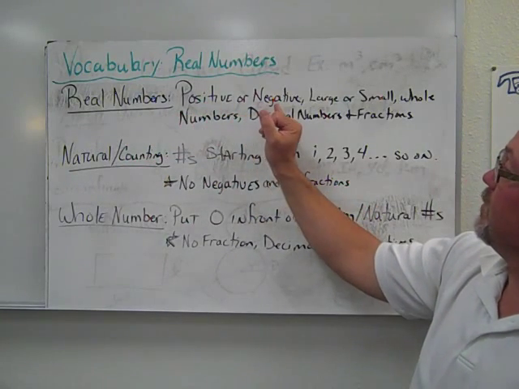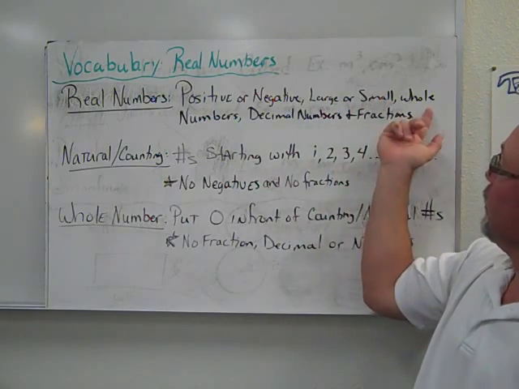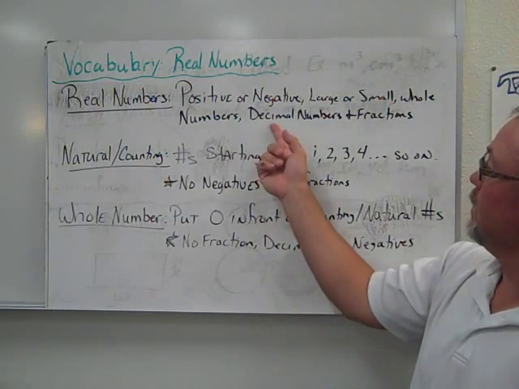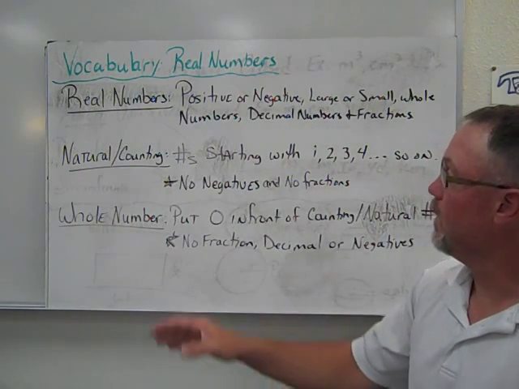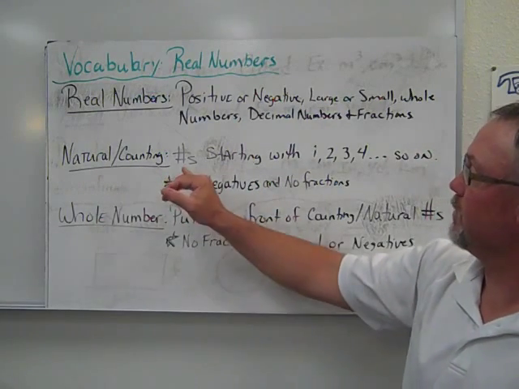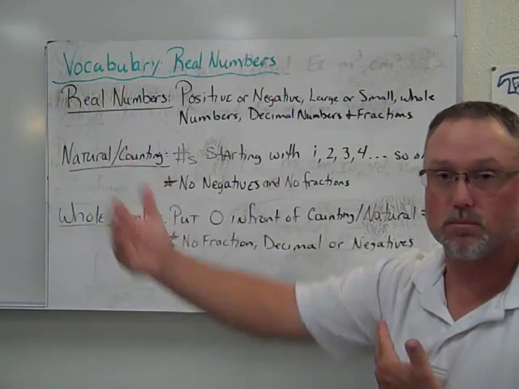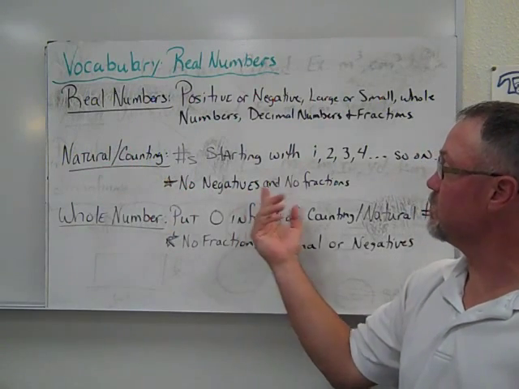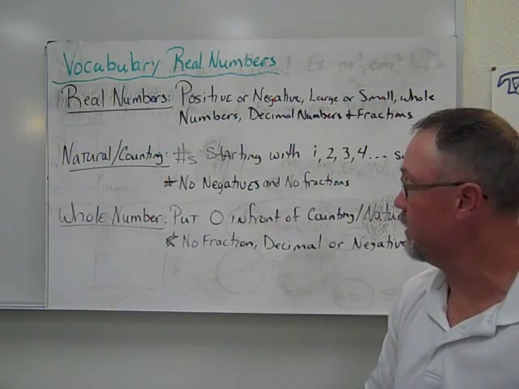They're positive or negative. They can be large or small. They can also be whole numbers, decimal numbers, and also fractions. So some of the more specific ones are natural and counting numbers. These are numbers that just start with 1, 2, 3, 4, and keep going. So it's just what we use to count things. There's no negatives and there's no fractions involved with it.